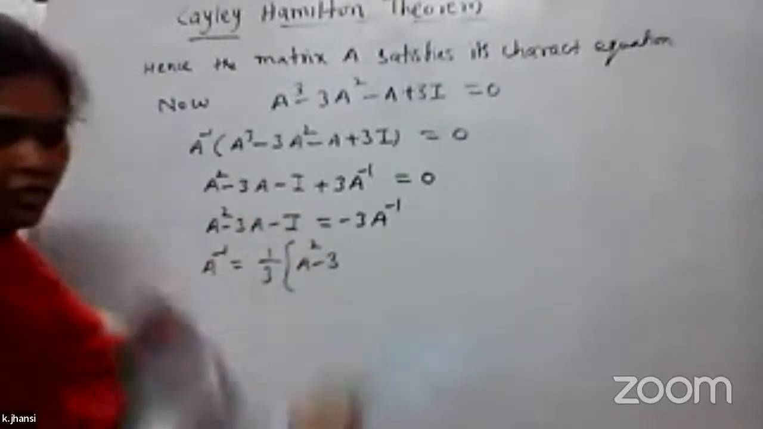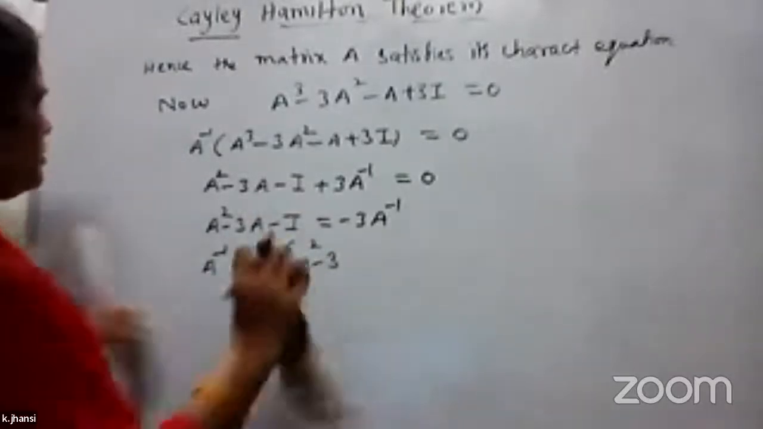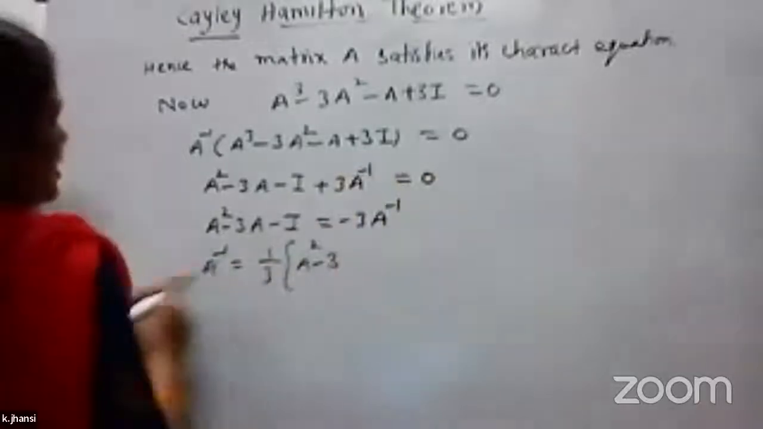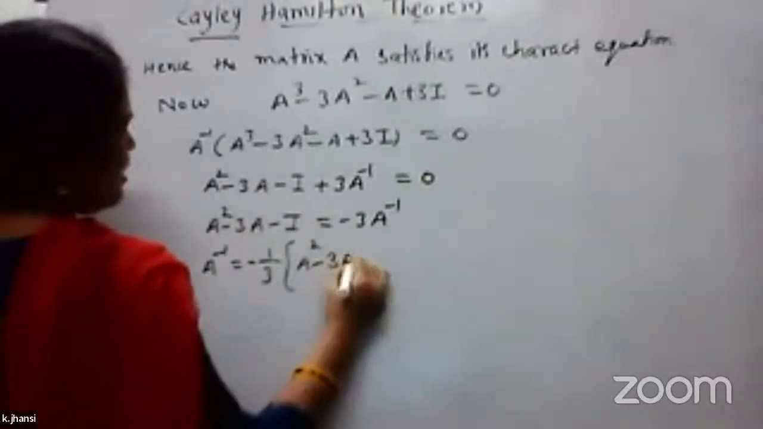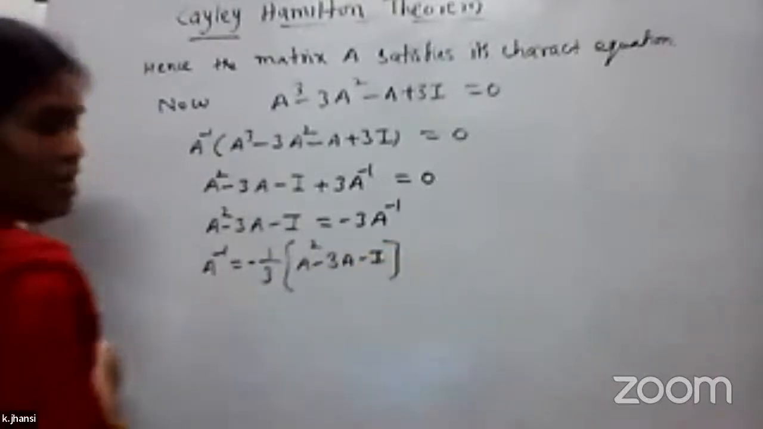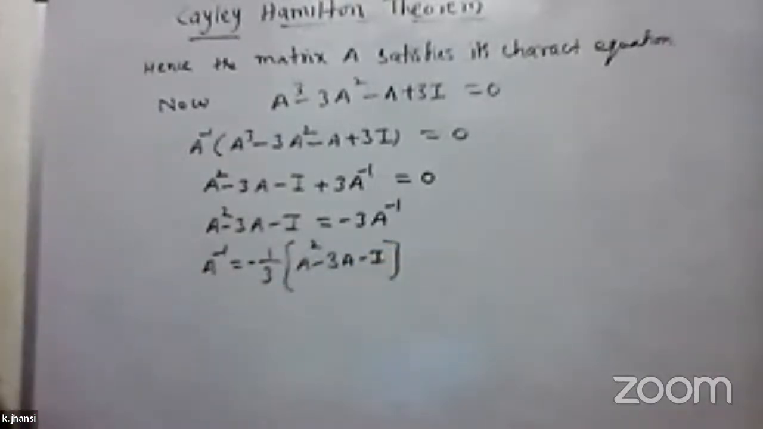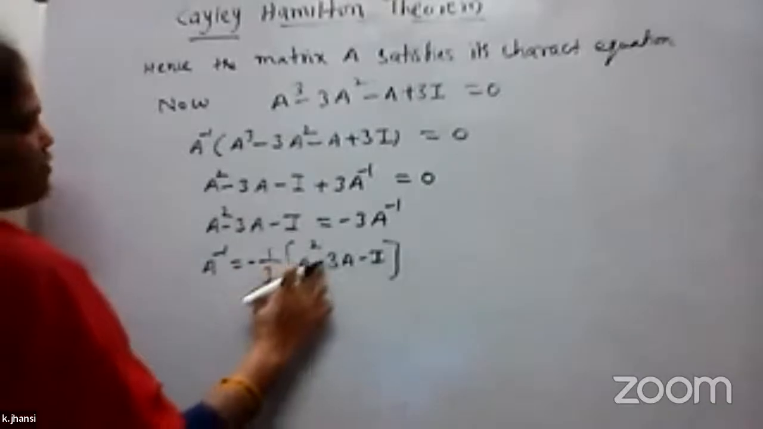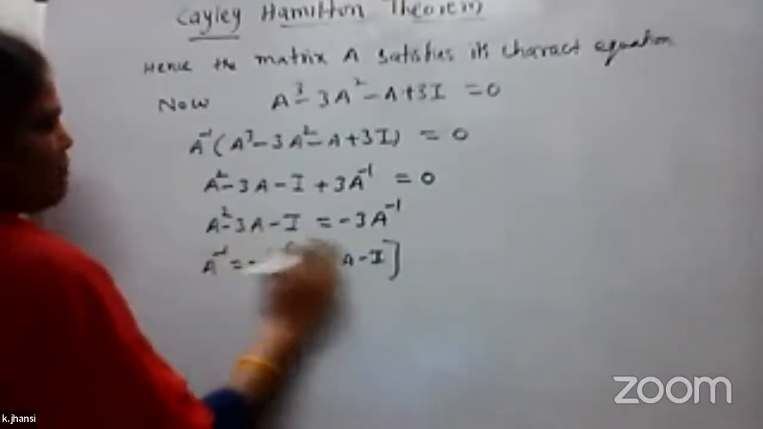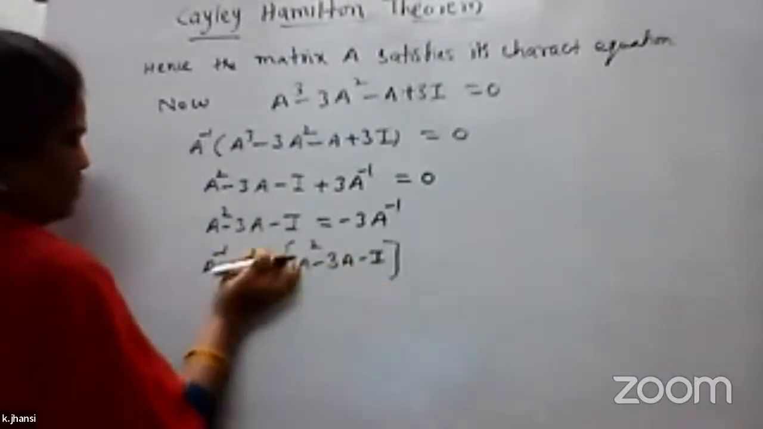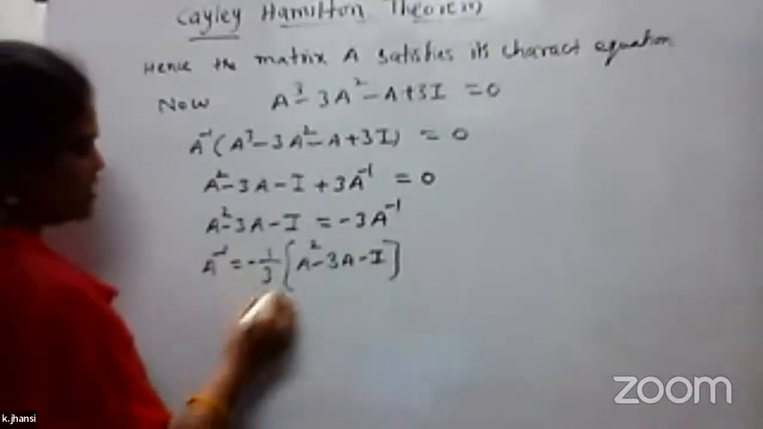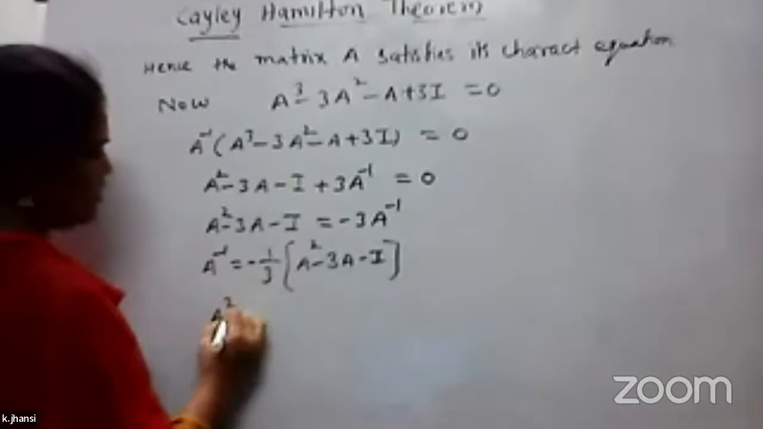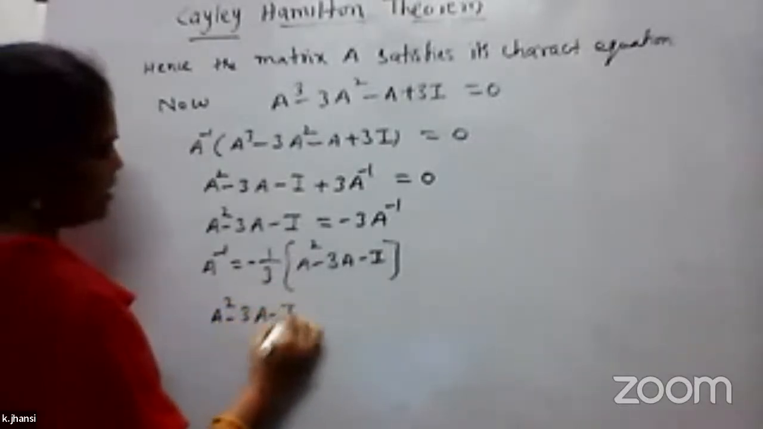So a negative term is there, no? Or else you put it like this: minus (A square minus 3A minus I). Okay, so whatever value you get for A square minus 3A minus I, if you divide it by minus 3, then it is called A inverse. So for this we need A square minus 3A minus I.